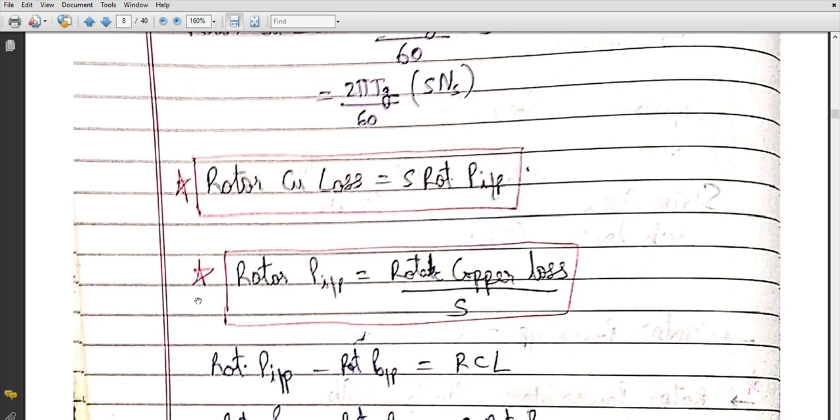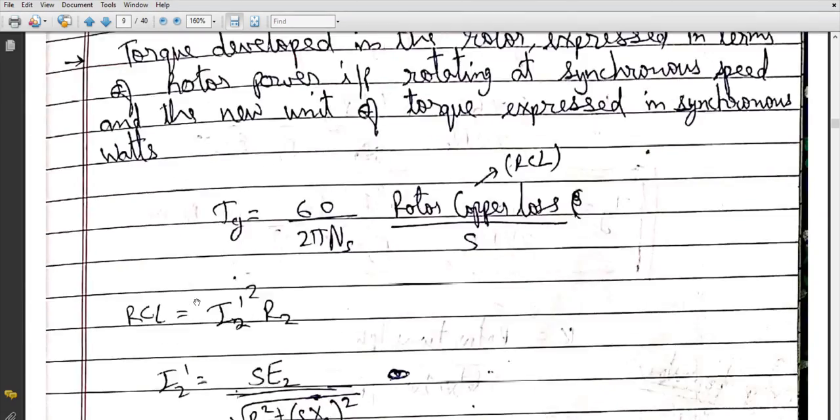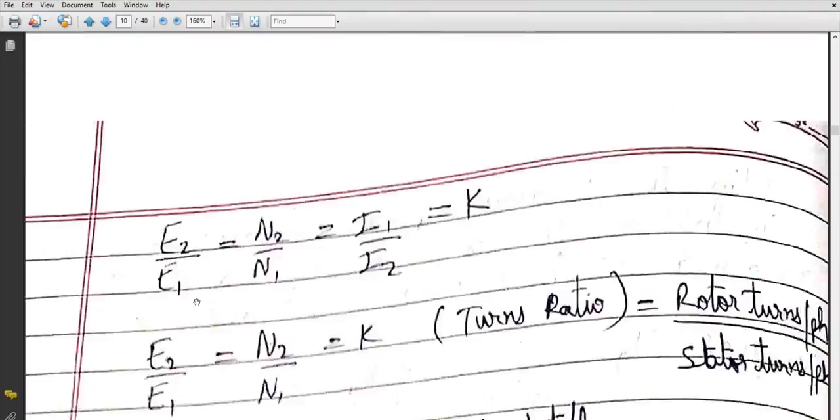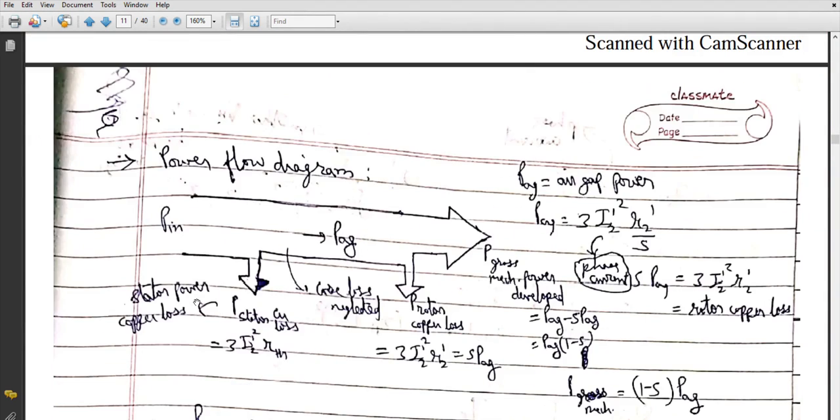After this, we'll skip a few of the slides because these slides are not important for you. So you also skip these, because these are not asked in your syllabus. We'll directly go from here, we'll directly go to this power flow diagram.